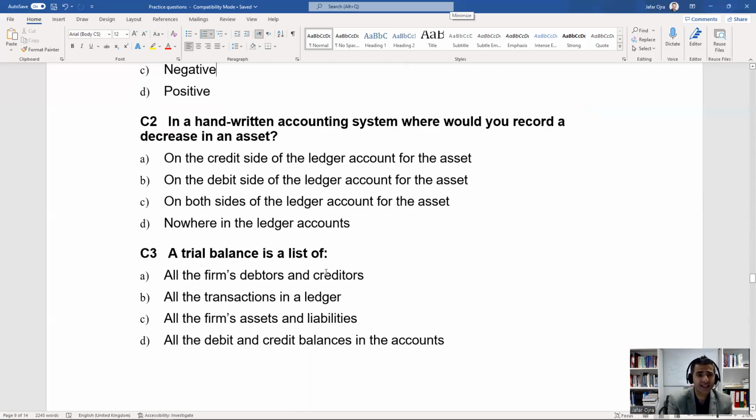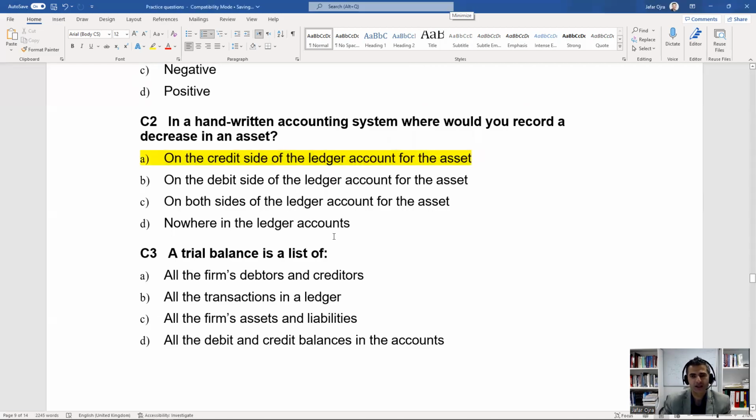So the next question: in a handwritten accounting system, where would you record a decrease in an asset? If you go back to the debit and credit rules I showed you, should a decrease in an asset be recorded on the credit or debit side of the ledger account? It should be recorded on the credit side. I hope you still remember the accounting rules.